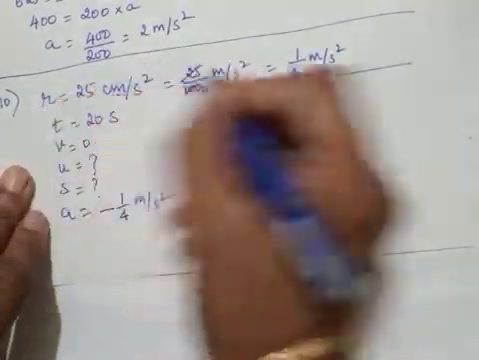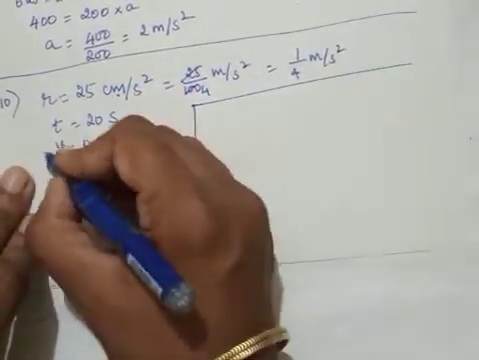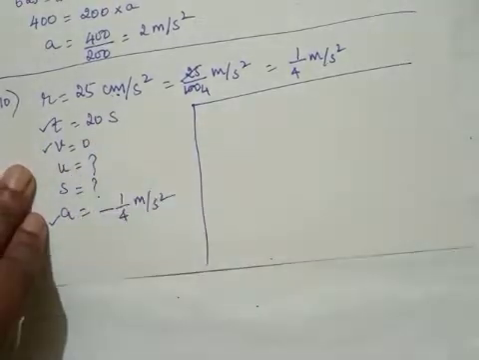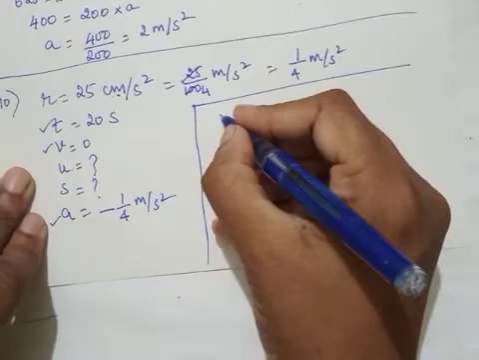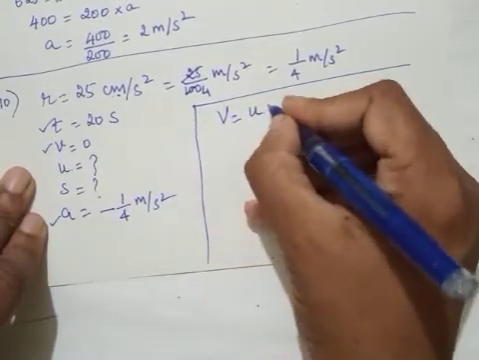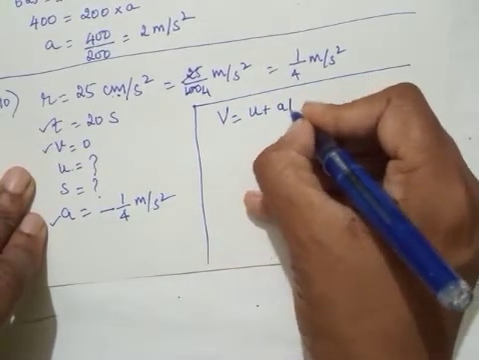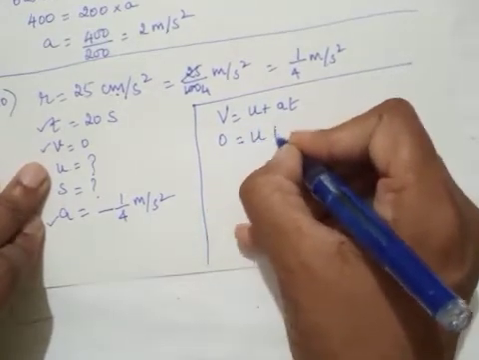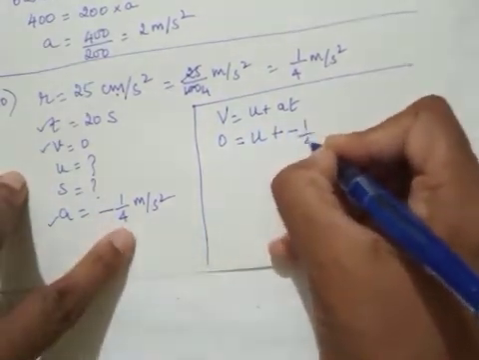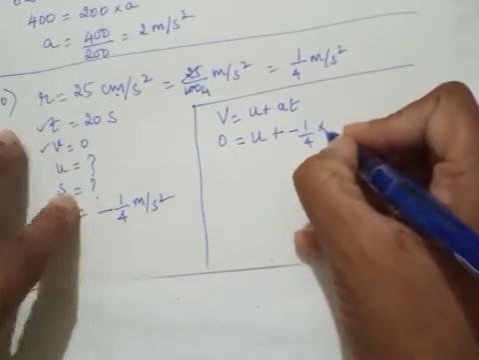Now we know A, we know V, we know T. We have to find U and S. So you can use the first equation: V is equal to U plus AT. So V is 0. U we have to find. A is minus 1 by 4. T is 20.